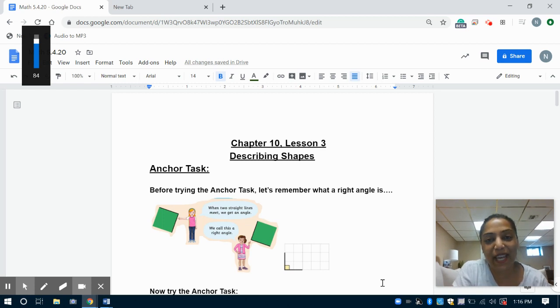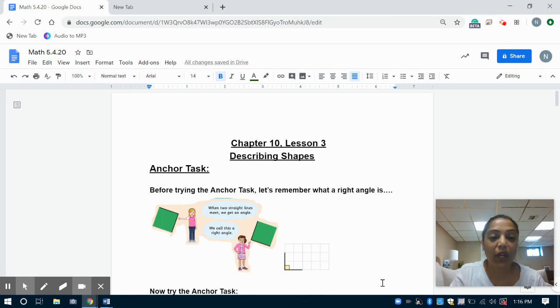Hi, friends. Today's math lesson has to do with describing shapes. We're looking at geometry, all kinds of things about shapes and figures, looking at angles. So, before we go ahead and look at the anchor task today, something that's really important for you to remember is what a right angle is.